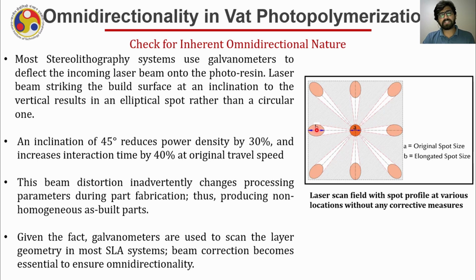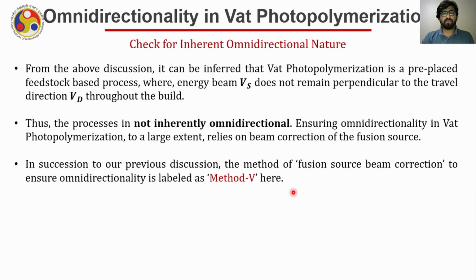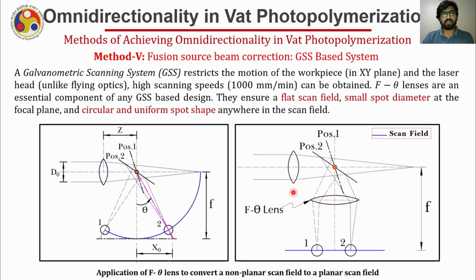Now if you move in any direction, for example you are at the center and you are moving in this direction, the angle between Vd and the Vs will be 90 degree. And if you are projecting at another location and you are moving again, for example in this direction only, the angle will not be same between the laser beam and the direction of travel. Therefore, we are going to introduce another method here to achieve the omnidirectionality in such a system.